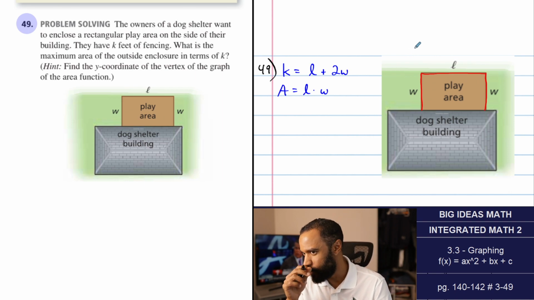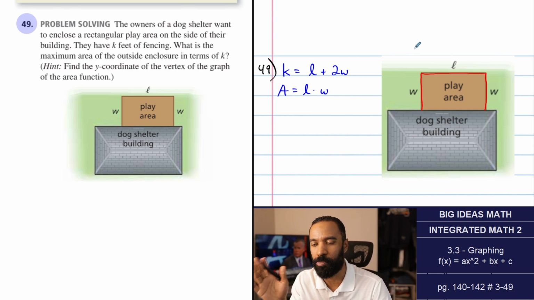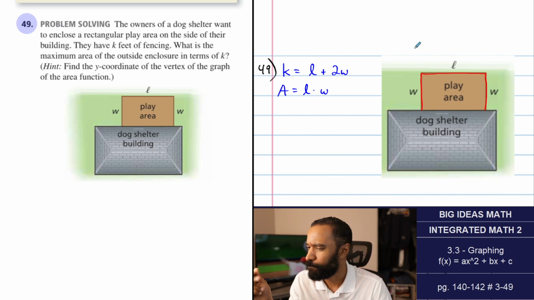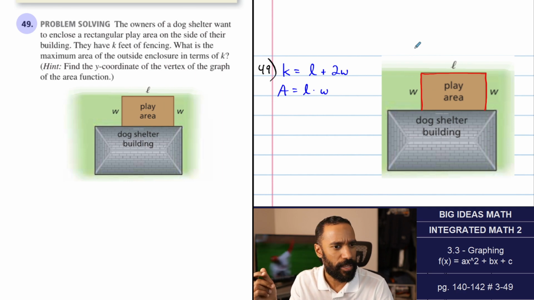So when it comes to this, once again, generally you want to express one thing in terms of the other. K feet of fencing. What's the maximum area? Then outside enclosure in K. I want to express one in terms of the other. Did they say anything else?